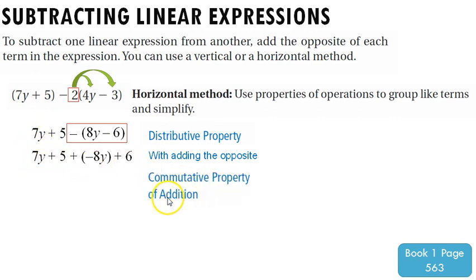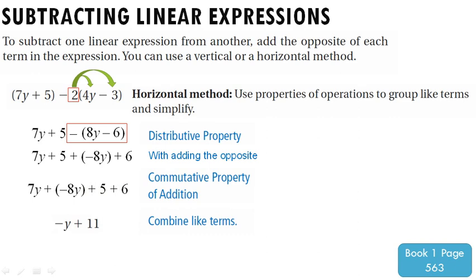We'll use the commutative property of addition to group our like terms together, putting the y's together and the constants. At this time, we combine like terms. 7y plus negative 8y gives us negative y, plus 5 plus 6 gives us plus 11.